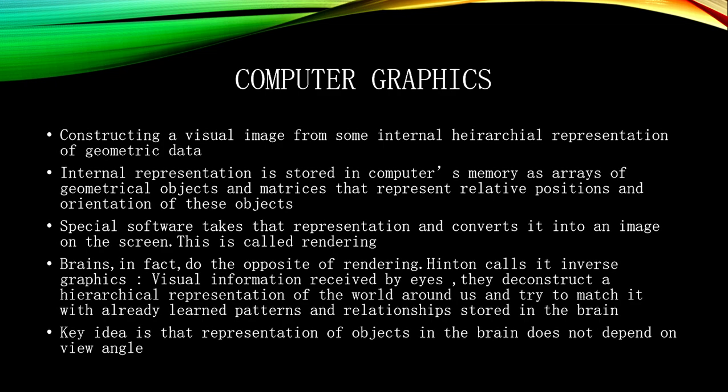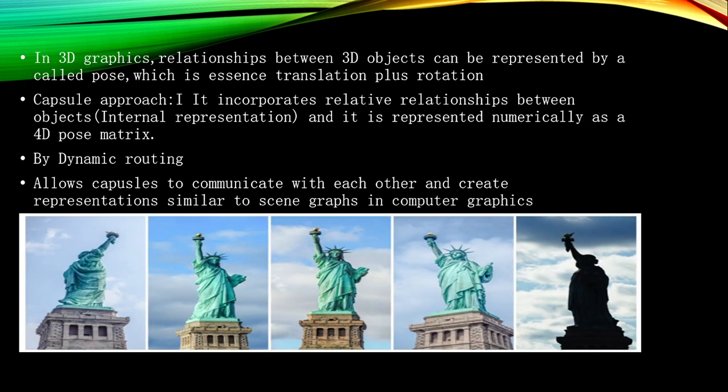Brains, in fact, do the opposite of rendering. Hinton calls it inverse graphics. Visual information received by the eyes is deconstructed into a hierarchical representation of the world around us, and the brain tries to match it with already learned patterns and relationships stored in the brain. The key idea is that the representation of an object in the brain does not depend on the view angle. In 3D graphics, the relationship between 3D objects can be represented as a pose, which is translation plus rotation.